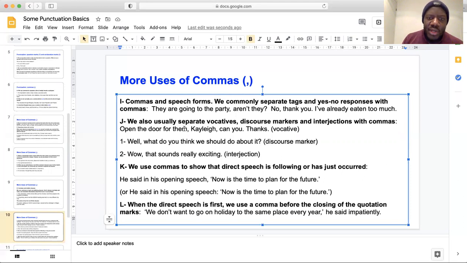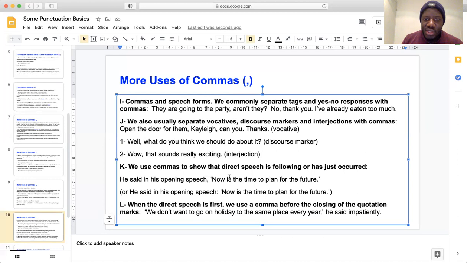Okay, we also usually separate vocatives, discourse markers, and interjections with commas. Kylie, can you open the door for them? Vocative. Well, what do you think we should do about it? Discourse marker. Wow, that sounds really exciting. Interjection. Although we have not used an exclamation sign here, okay?